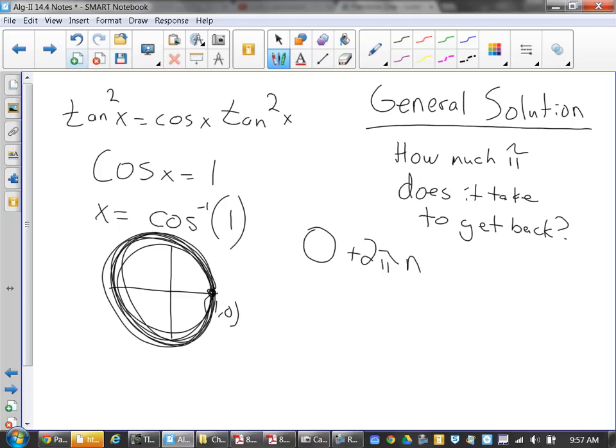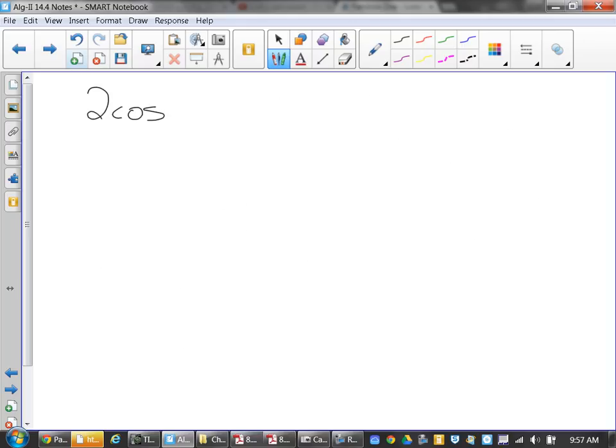For example, let's do the real easy one again: 2 cosine of x minus 1 is 0. I'm going to do the general solution again, because it doesn't say within one revolution. We've done this one earlier. You add 1, divide by 2, and you have cosine of x is a half.